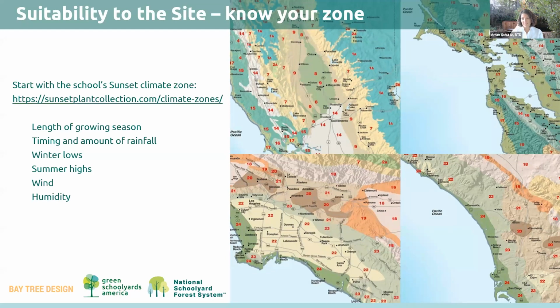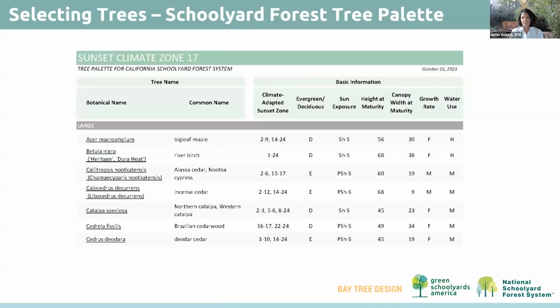Taking this idea one step further, considering climate change is important as trees live a long time. The tree you plant today will hopefully be living in 50 or even 100 years or more. So in order to choose trees that will continue to thrive where they are planted, we have adjusted the recommended Sunset zones for the trees on the Schoolyard Forest list to account for anticipated climate change. And this research has been generously provided by Joe McBride, who will be speaking to it later in the lecture.